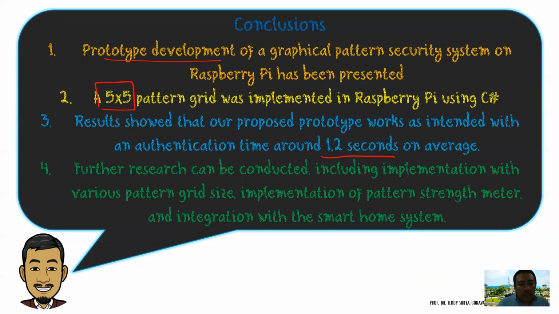Further research can be conducted, including investigation of various pattern grid sizes. We can increase or decrease it, depending on the speed of authentication time and how secure you want it. Also, we can add a pattern strength meter. For example, although you are using 5 by 5, you only use a 3-point sequence. You can show during the pattern recognition whether it is strong enough or not. And of course the last one will be integration with the smart home system.